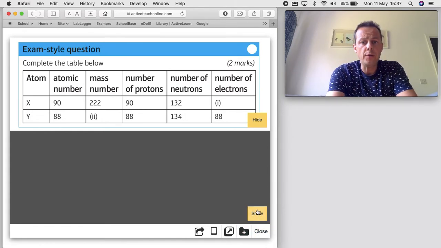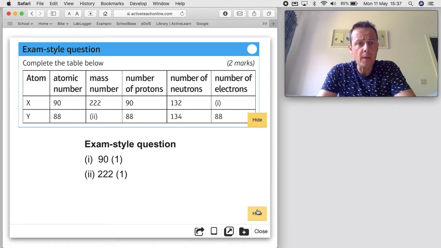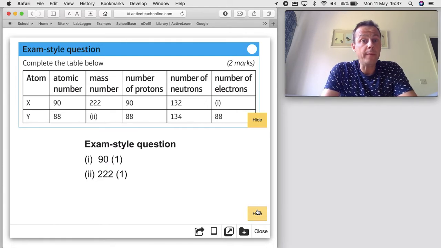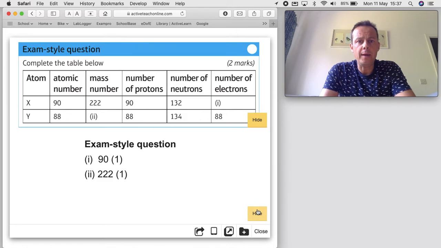Okay, if I just show you the answers here. So, first one, we have atom X. Atom X has 90 for the atomic number. 222 is the mass number. It has 90 protons and 132 neutrons. We don't know the number of electrons, but with all the information we've got, we know an atom will always have the same number of electrons as protons because an atom does not have an overall charge. So the answer must be 90.